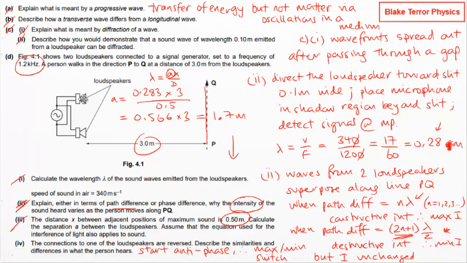We've got the same amount of sound kicking about if we flip over the connections for one of the loudspeakers. They're just interfering in a different way, and the constructive and destructive interference are going to occur at different points along the line PQ. So intensity stays the same, we're just changing around the maxima and the minima. All right, so that was a nice one.